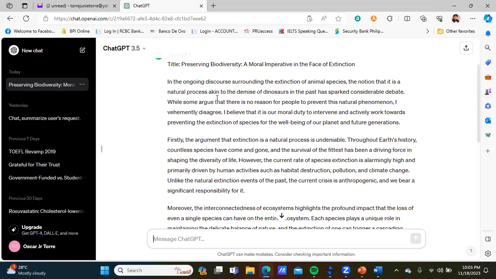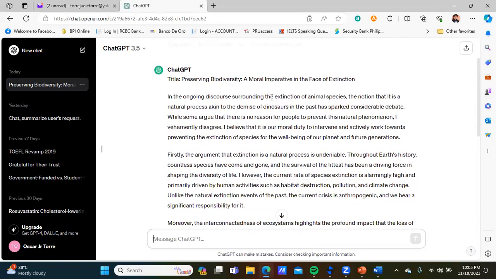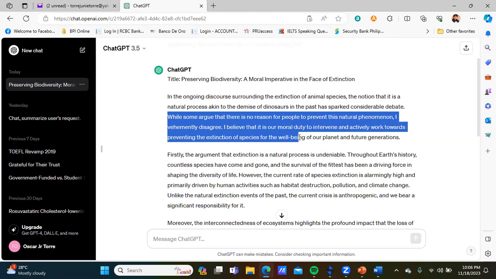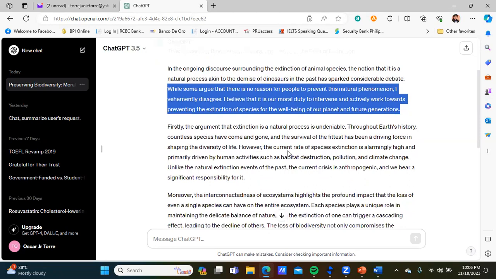So intro. In the ongoing discourse surrounding the extinction of animal species, the notion that it is a natural process akin to the demise of the dinosaurs in the past has sparked considerable debate. While some argue that there's no reason for people to prevent this natural phenomenon, I vehemently disagree. So it's a kill, guys. I believe that it's our moral duty to intervene and actively work towards preventing the extinction of the species for the well-being of our planet and future generation. Remember, there's no such thing as a disagree, guys. It always begins with the agree. That's the one that Chad did.